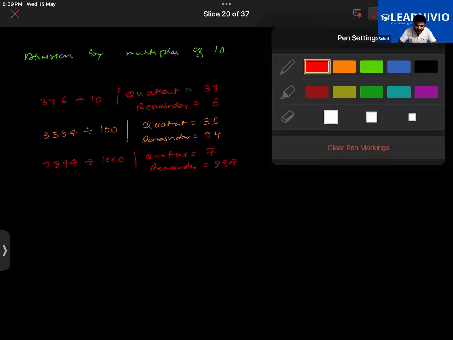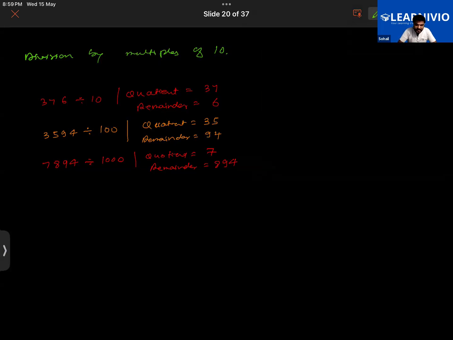So what interesting pattern I have noticed over here, that if I divide any number with 10, in this case, what I have observed that in the quotient, I have all the digits except for the ones place. Isn't that so, Sumaya and Habib? In quotient, I have all the digits except for the digits at ones place. You guys getting my point? Yes, I'm getting. Good. Yes.